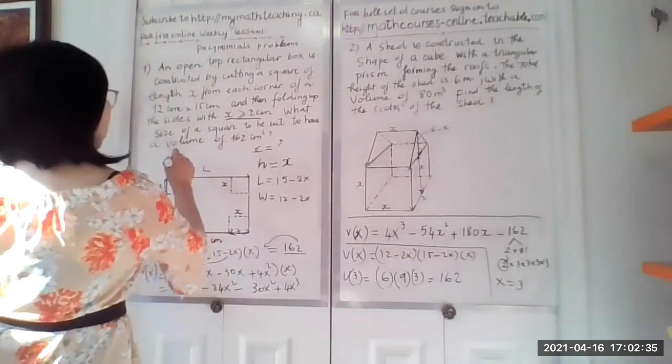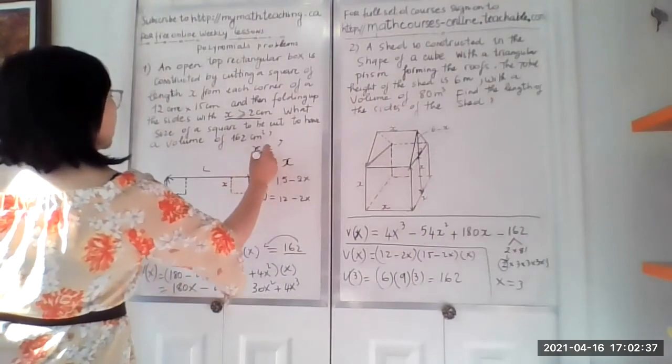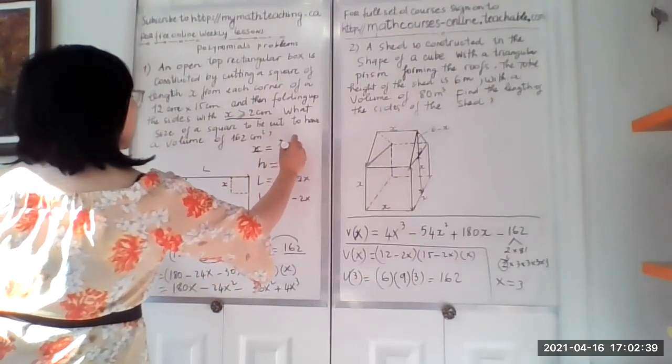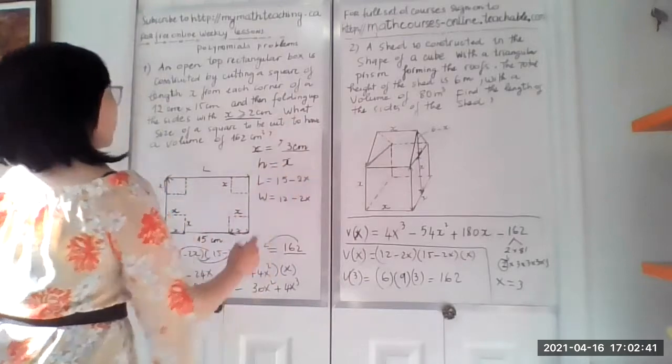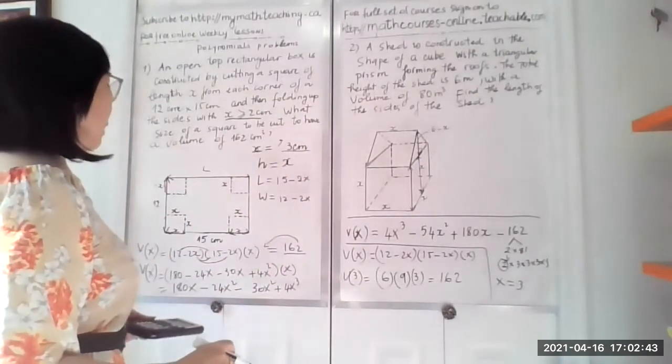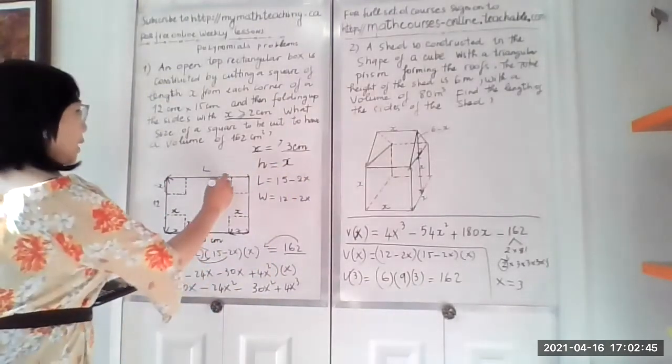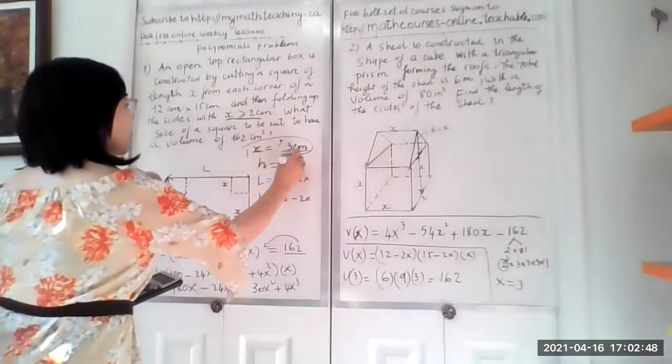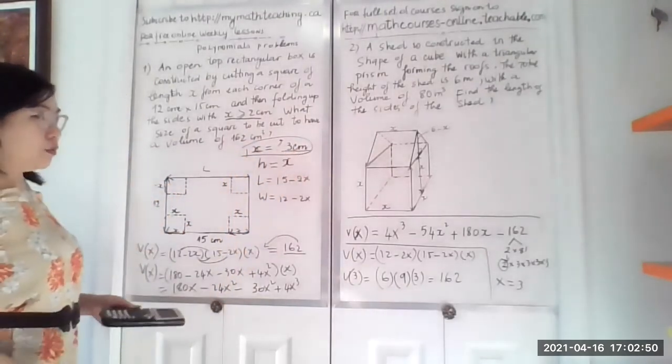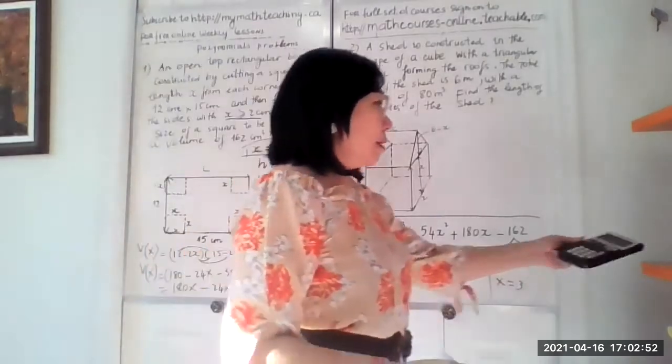So now the answer for this: the question asked for x. Now we can answer x equals 3 centimeters. And that's it. They don't ask for the height, they don't ask for the length, they ask for x. Then we answer x equals 3 centimeters. That's how we solve this problem.